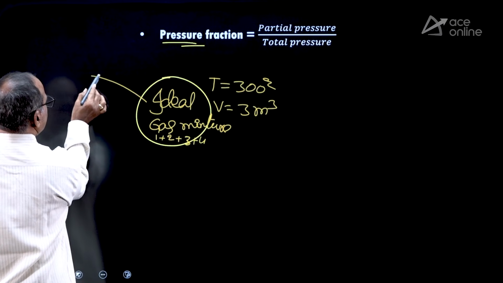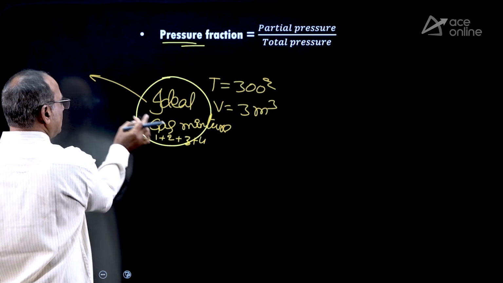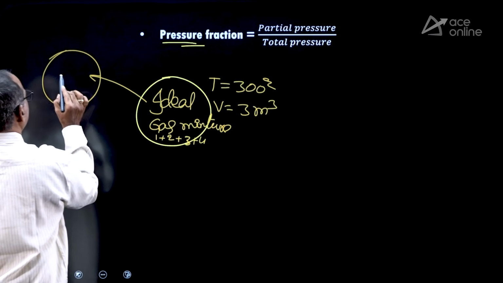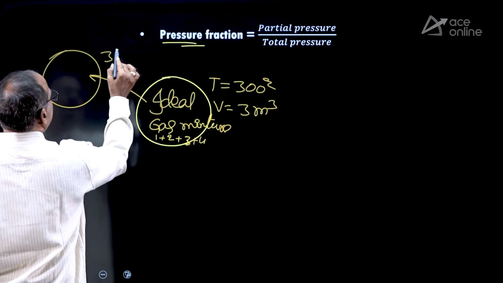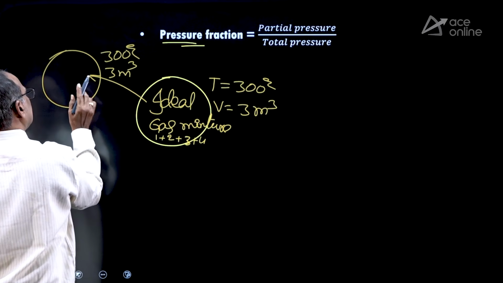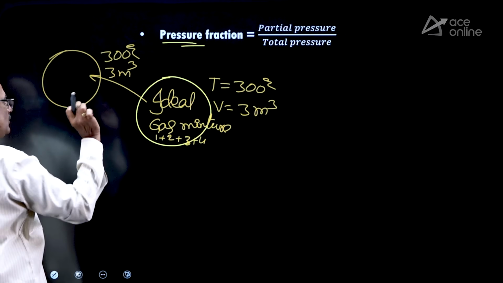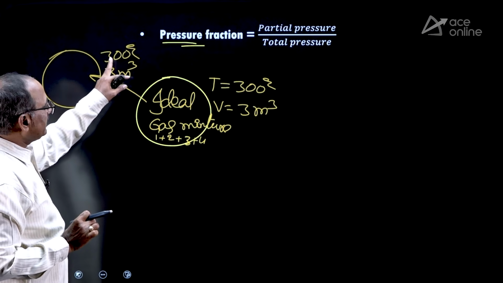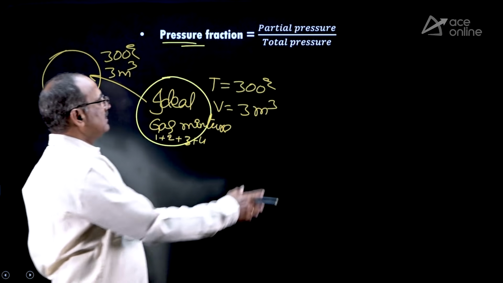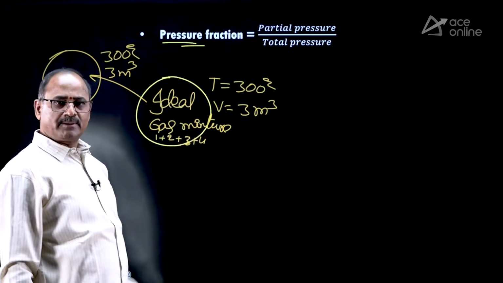separate one ideal gas, let us say nitrogen, oxygen, like that. You try to separate one ideal gas from the mixture and you place that separated ideal gas in another container where the temperature is equal to the mixture temperature and the volume is equal to the mixture volume. Then whatever pressure this separated nitrogen gas or separated individual gas alone is maintaining corresponding to the mixture temperature and mixture volume is called the partial pressure. That partial pressure of that particular gas divided by total pressure gives the pressure fraction.